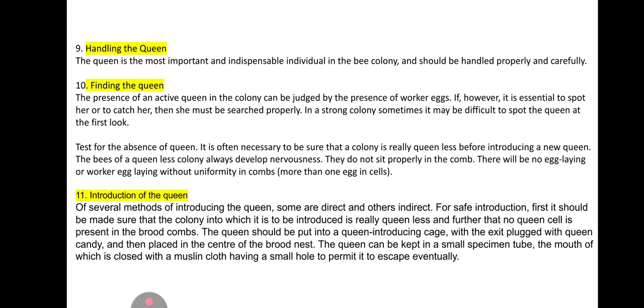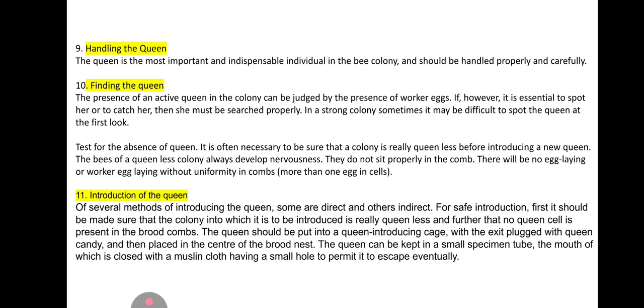Next is introduction of queen. Several methods of introducing queen. Some are direct and some are indirect. For safe introduction, the first method is make sure that the colony into which it is to be introduced is really queenless, and further that no queen cell is present in the brood combs. Means there should be a single queen.